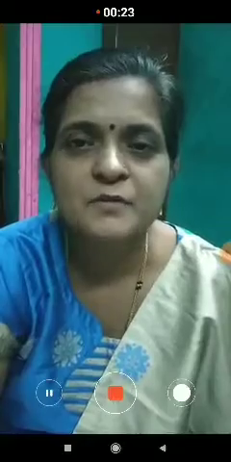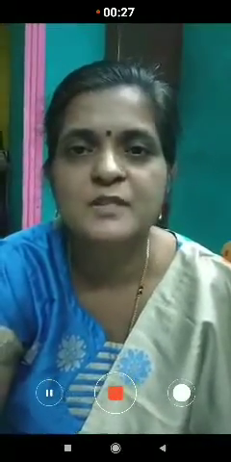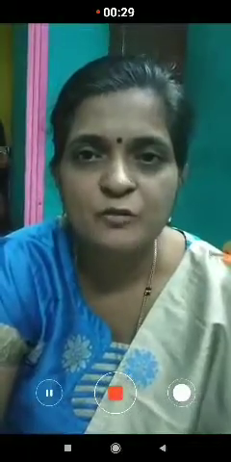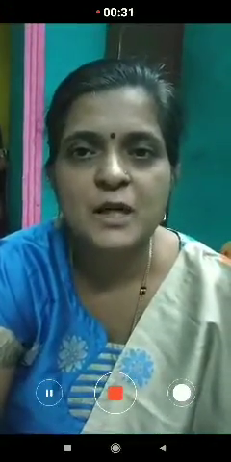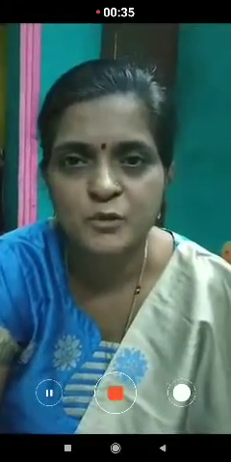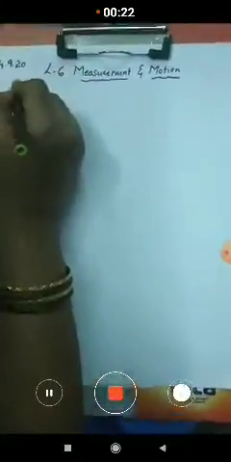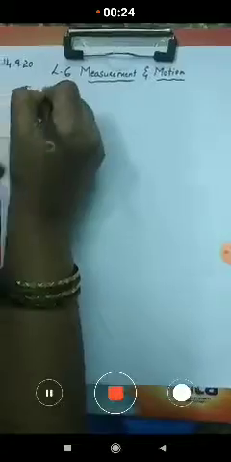In the last class, we were learning about the types of motion. Under that, we studied the different types of motion. So now we shall continue with the last type of motion, that is oscillatory motion. Yes, we were learning about chapter lesson number 6, measurement and motion. Under that, we studied the types of motion.